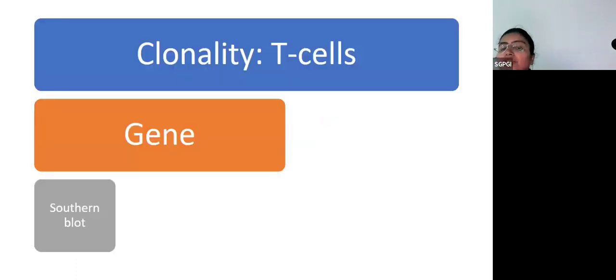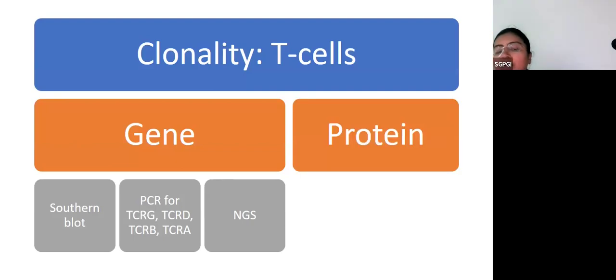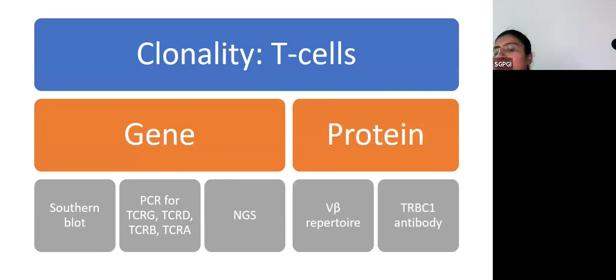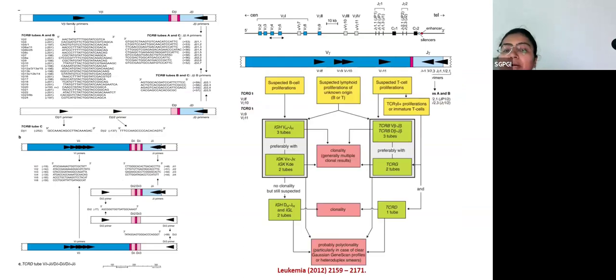Now for T cell lymphoma, again for clonality assessment, at the gene level, the same three techniques. At the protein level, you have the V beta repertoire and the TRBC1 antibody now. So for T cells, you have multiple genes which need to be assessed. If you look at the T cell receptor protein, there are 4 genes that are involved. For clonality, you use TCR-B, TCR-G, and TCR-D genes. These are the set of primers, again, from the EuroMRD consortium.